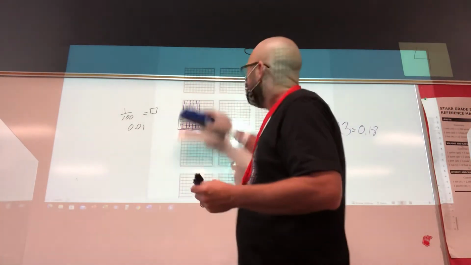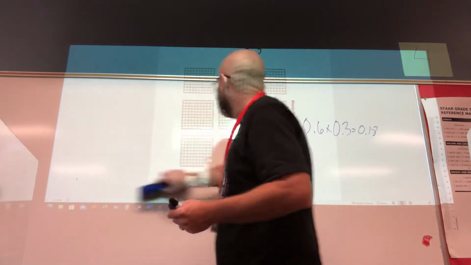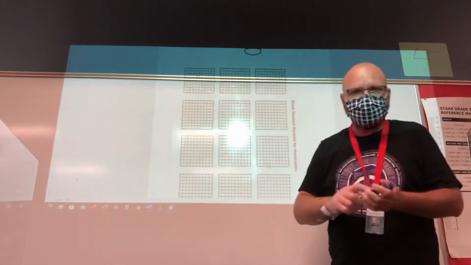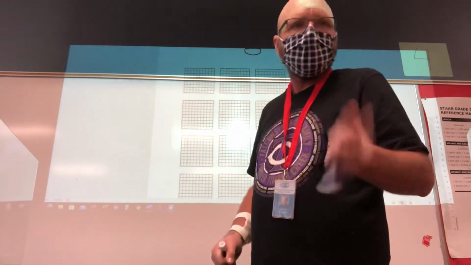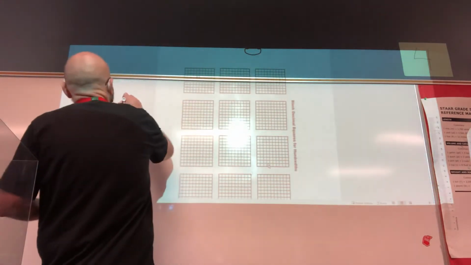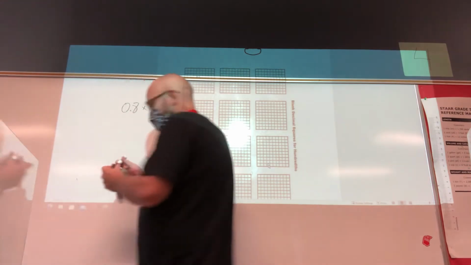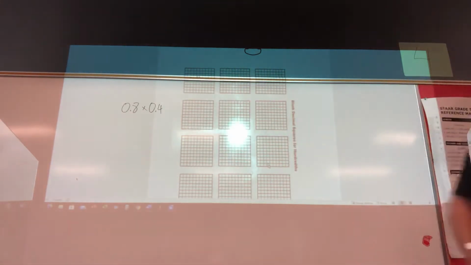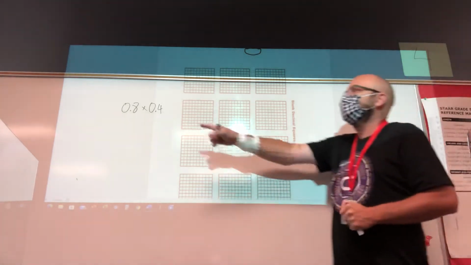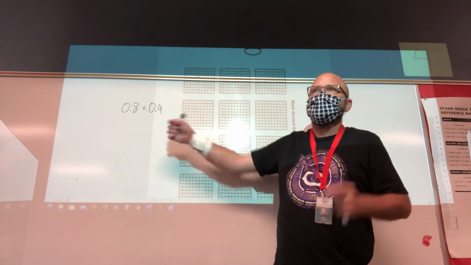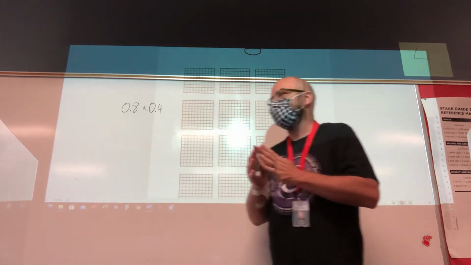All right, this is fine if you're still thinking. I just want you to think about it, and you can grasp it as we move along. 8 tenths times 4 tenths. Is my answer going to be greater than 1? No. Because I'm multiplying less than 1 times less than 1. That means my answer is going to get smaller.